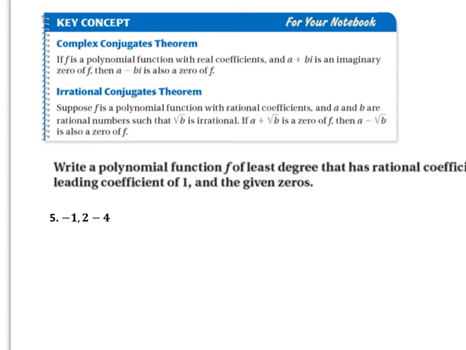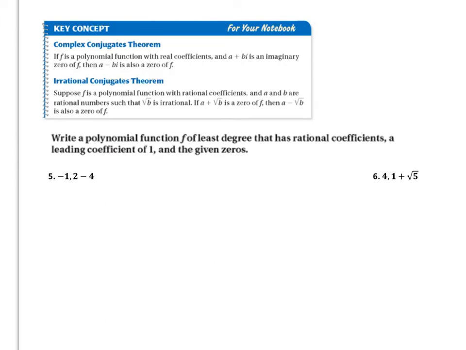Okay, so here it says, let's look at the next examples here. It says, write a polynomial function f of least degree that has rational coefficients, a leading coefficient of 1, and the given zeros. So these are the given zeros. So what that meant was x equals negative 1, x equals 2, and x equals negative 4. Well, doesn't that mean that x plus 1 equals 0, x minus 2 equals 0, and x plus 4 equals 0? Because isn't that how we solve?